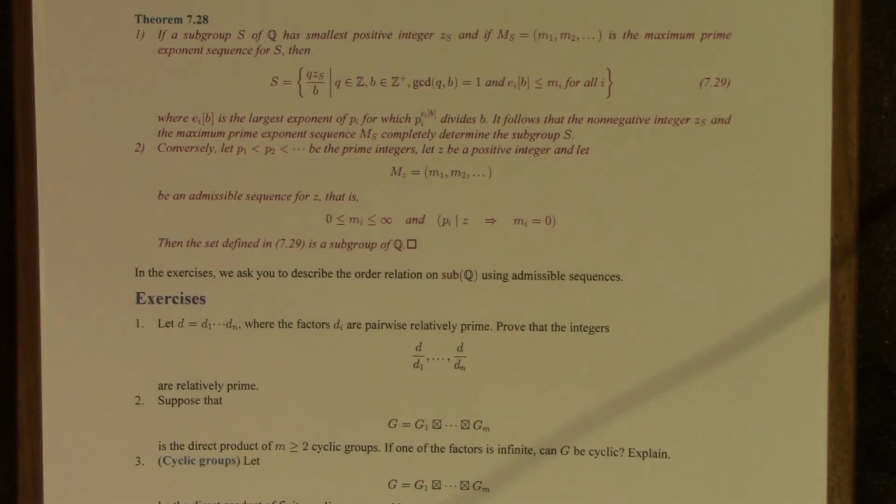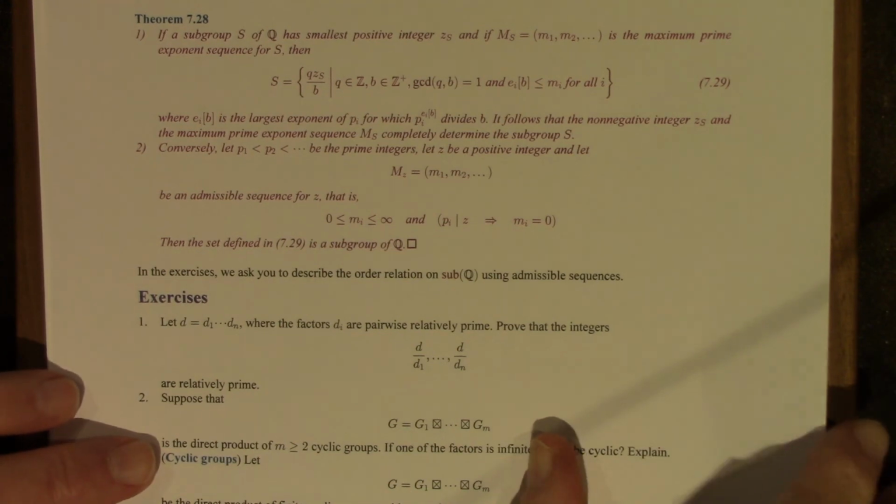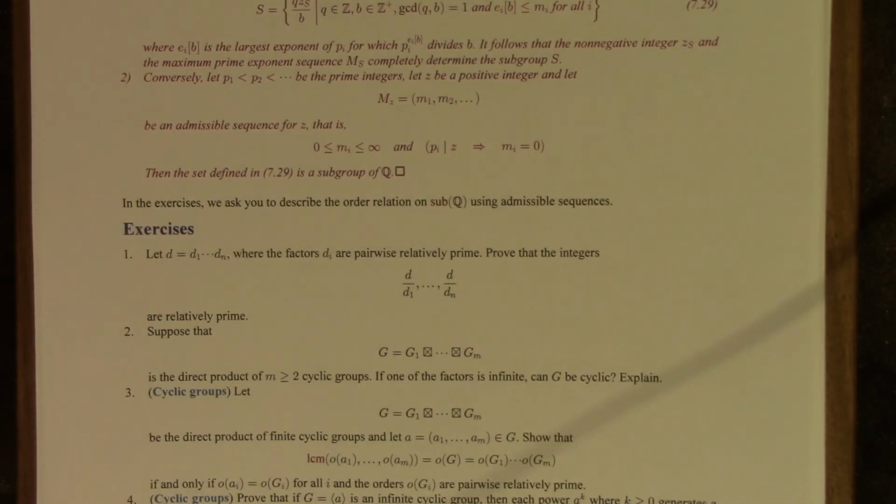And in the exercises for the book, I ask you to describe the order relation on Sub Q. It's very interesting. It involves these admissible sequences. Okay. So that concludes the material in Chapter 7 of the book. And in the next lecture, we will move on.